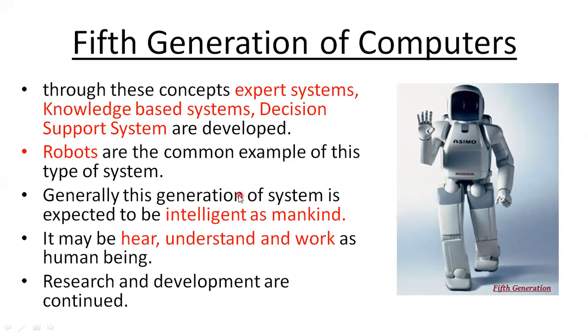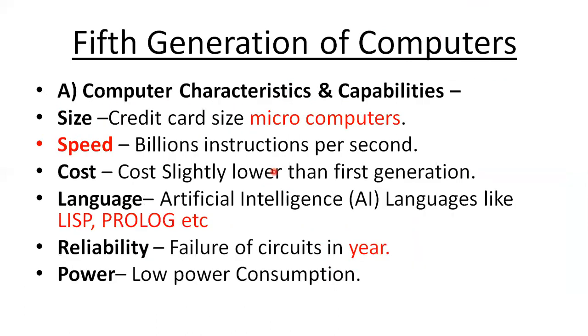In this computer, the intelligence is like mankind, it may understand and work as a human being. In the fifth generation of computers, the computer can hear, can understand the words delivered by the human, and then can work with the human. Here, the research and development work continues on the fifth generation of computer.